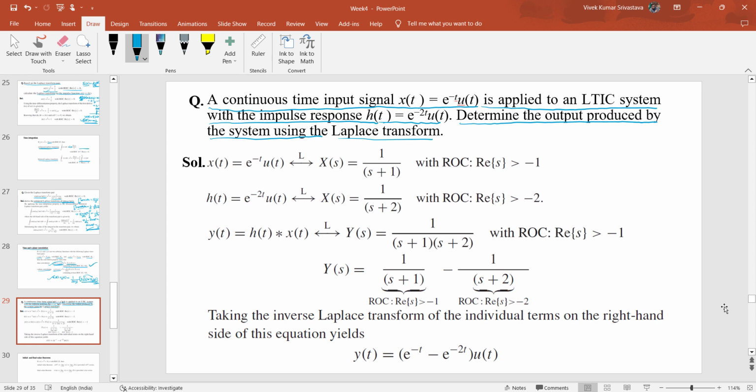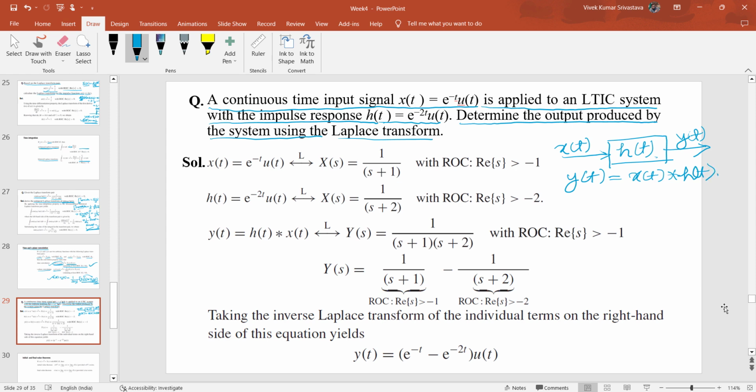So here, suppose this is the system h of t, having impulse response h of t, and we are applying a signal x of t at the input to this system. Now we have to evaluate the output of this system using the Laplace transform. As we know from the previous class, the output of this system is defined as the convolution of the input signal and the impulse response of this system.